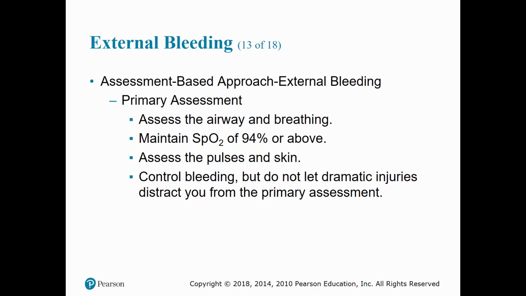Move into your primary assessment. Make sure that your airway and breathing is intact. Assess the breathing rate and tidal volume to determine whether breathing is adequate. Assess for adequate oxygenation. If breathing is adequate and the patient exhibits signs and symptoms of poor perfusion, administer a high concentration of oxygen. This is an early and necessary emergency care procedure for shock and for blood loss. If the breathing is inadequate, begin positive pressure ventilation with supplemental oxygen attached to the ventilation device.